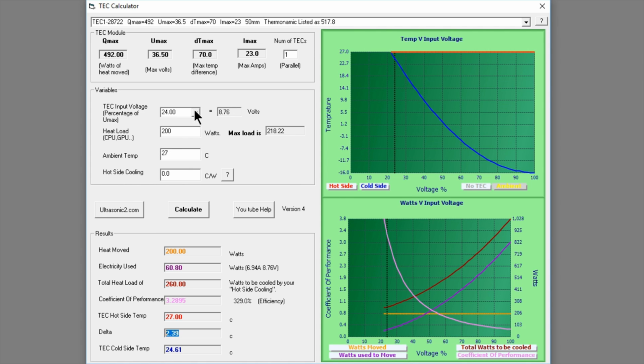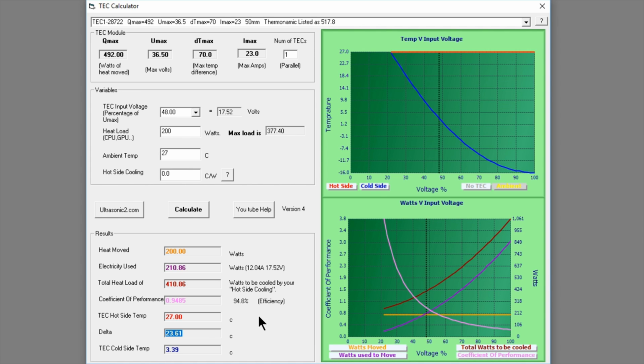So yet again, we have to go, okay, well, we need to either reduce load, which we can't do, or increase the input power. So if we double the input power, we have now dropped the efficiency under 100%, or COP less than 1, but we're now achieving a 23 degree delta. At this point, there is a point to having the TEC.